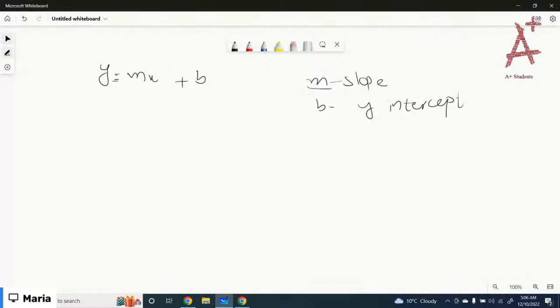Okay, let's just find the slope. Slope is m equals change in y divided by change in x.